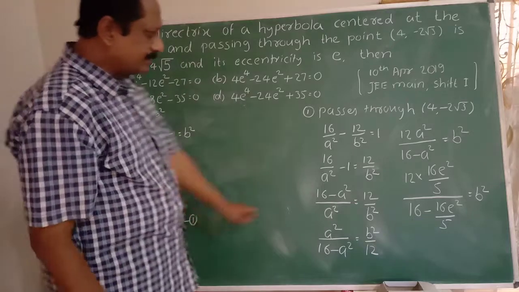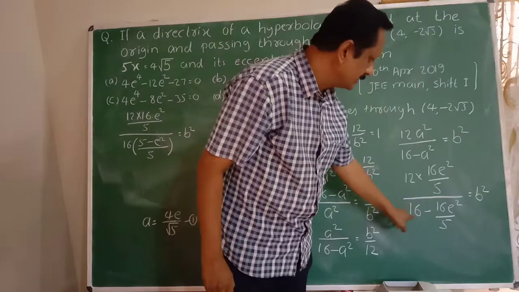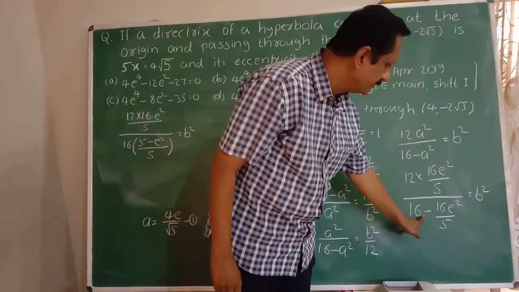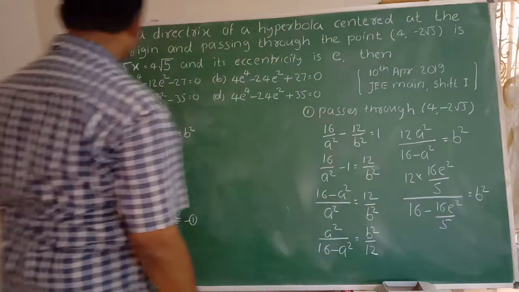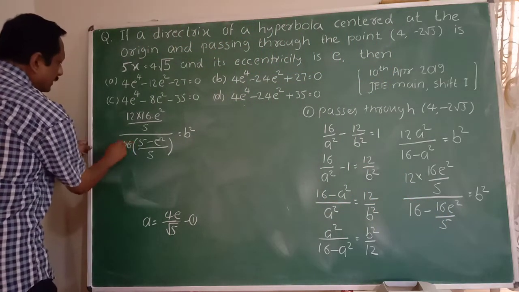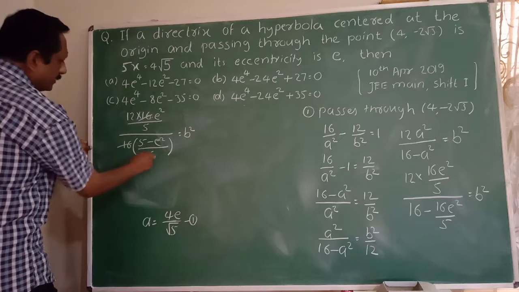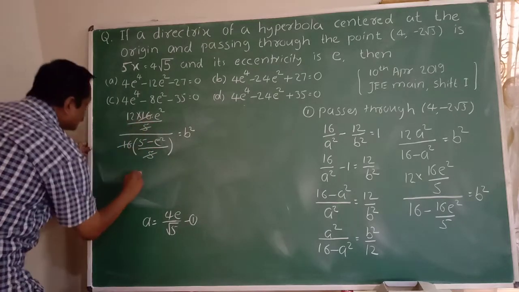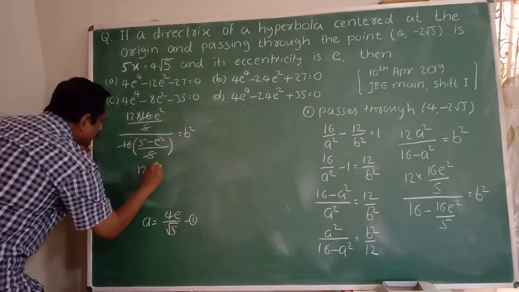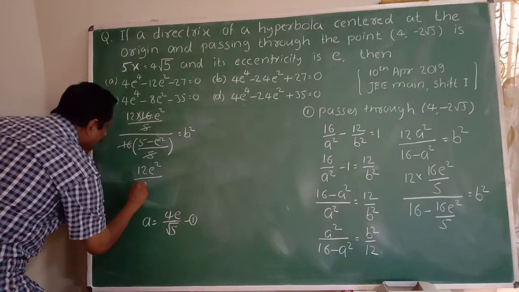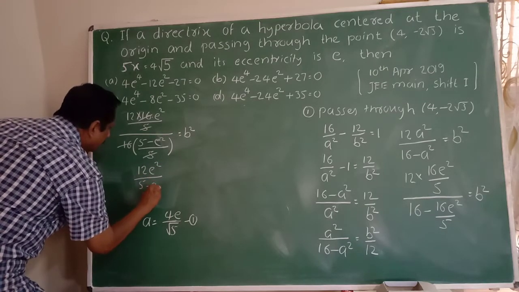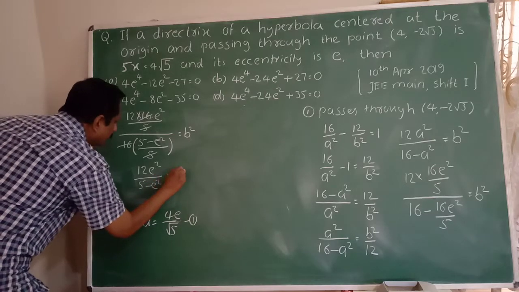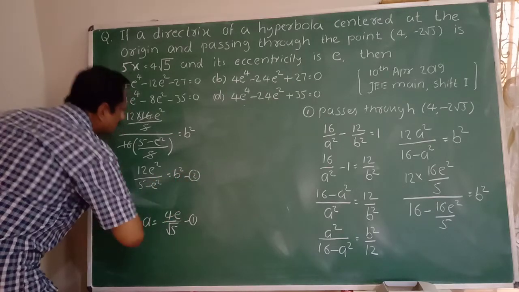Okay, take here 16 common. After taking 16 common, 5 LCM here, 5 ones are 5. 5 minus e² divided by 5. Then 16 and this 16 get cancelled here. 5 and this 5 get cancelled. Hence 12 into e², 12e² divided by 5 minus e² is equal to b² here. Take the result number 2 here.